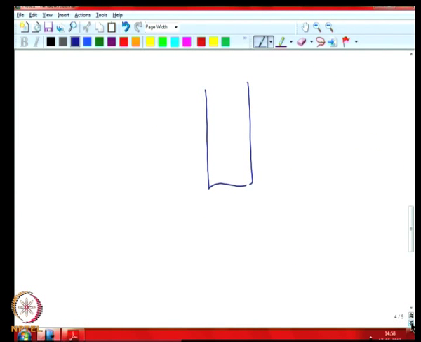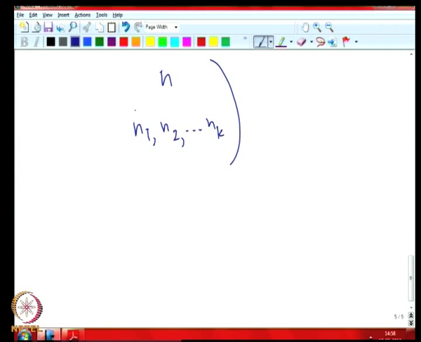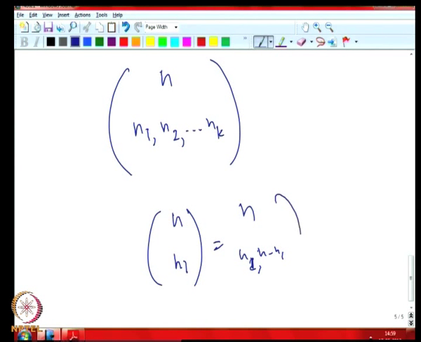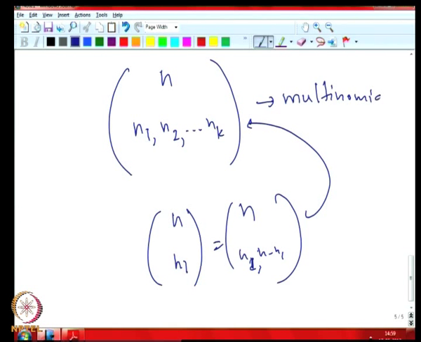And now we go back to the other thing. Namely n choose n1, this is the way it is written. So we also have a notation for that. We could have written n1 comma n minus n1 for the binomial coefficients. We generalize it and write it like this. This will be called a multinomial coefficient.